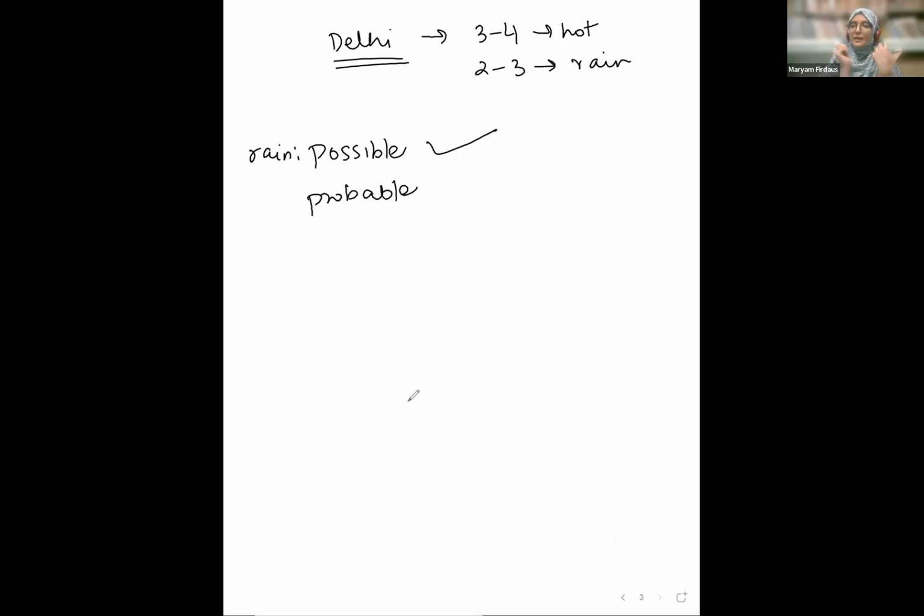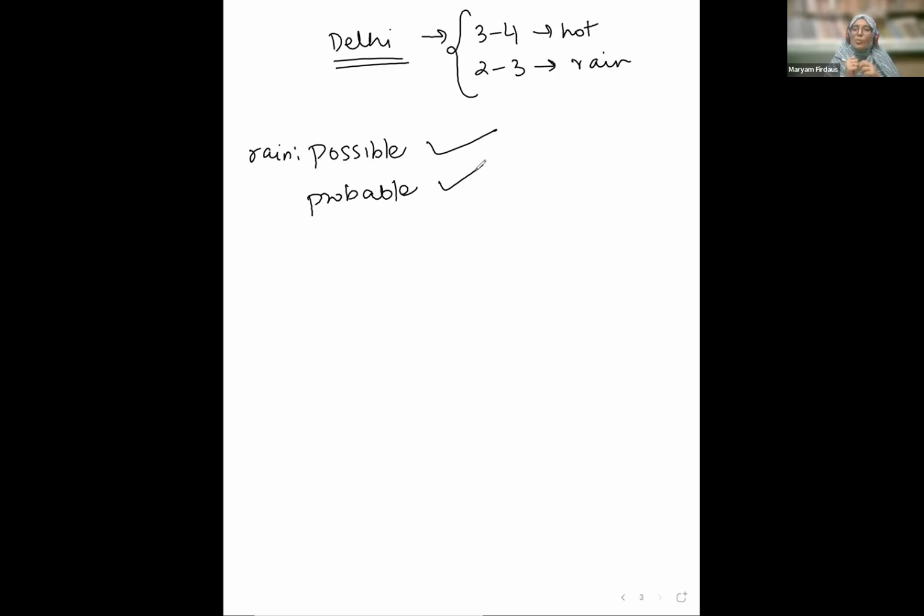So think about the same thing in the context of Delhi, like I told you about the weather. It is possible, but is it probable? I just told you that after every 3 4 days we have rain. Now I'm telling you that for the past 2 3 days it hasn't rained. So is it probable that it will rain tomorrow? Yes, so it is probable.